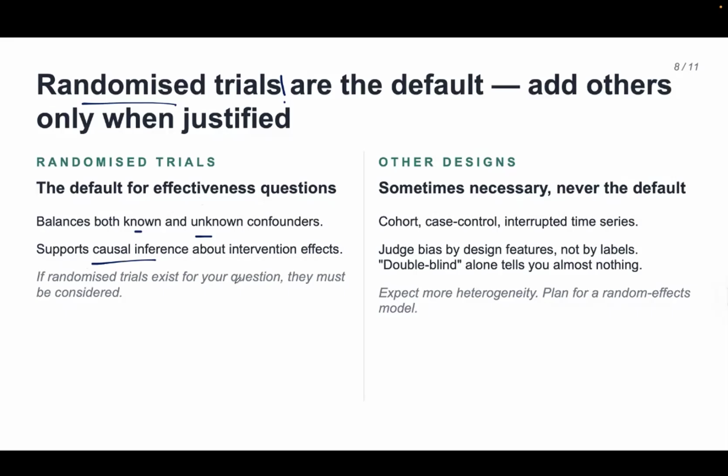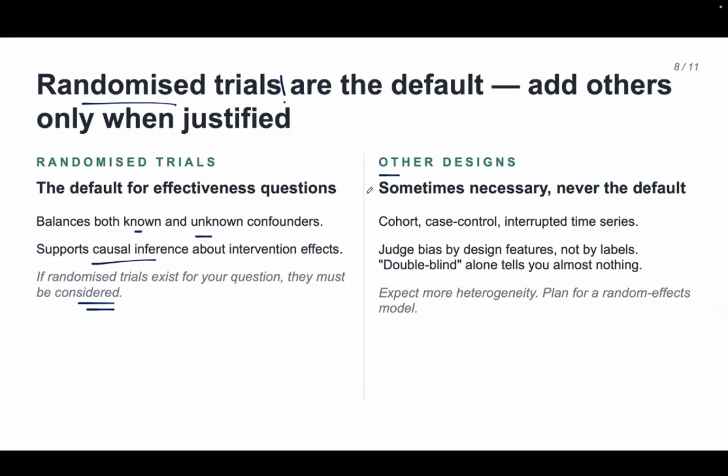If randomized trials exist for our question, our review must consider them. We can choose to limit inclusion to randomized trials, or we can decide to include other designs as well. But we cannot pretend that the randomized evidence does not exist if it's there. One thing is worth mentioning.